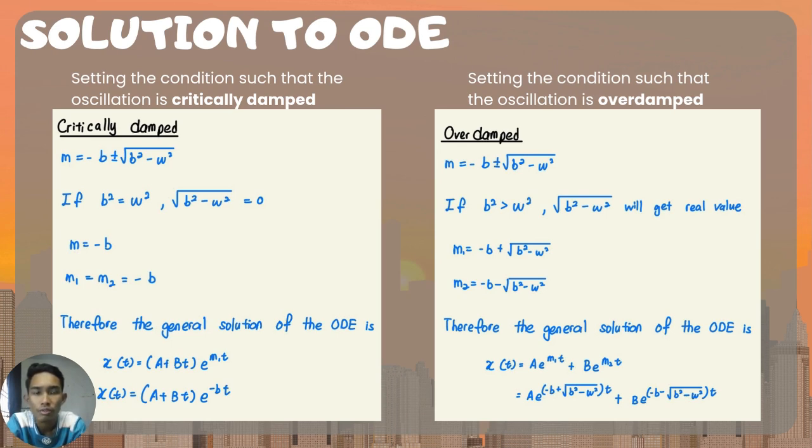Lastly, for the overdamped case, b squared is more than omega squared. Here, the roots are real and distinct. The solution shows a slow return to equilibrium without oscillating. Each of these cases provides a distinct behavior for the oscillating system.